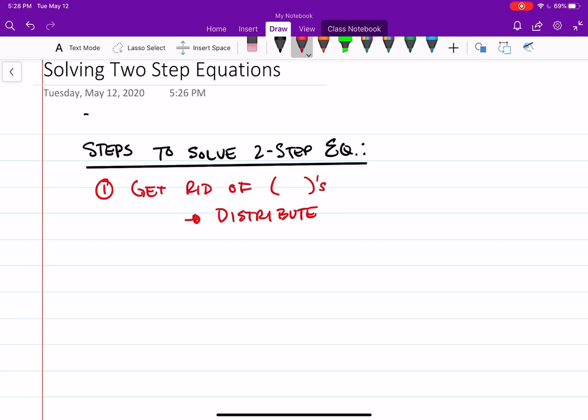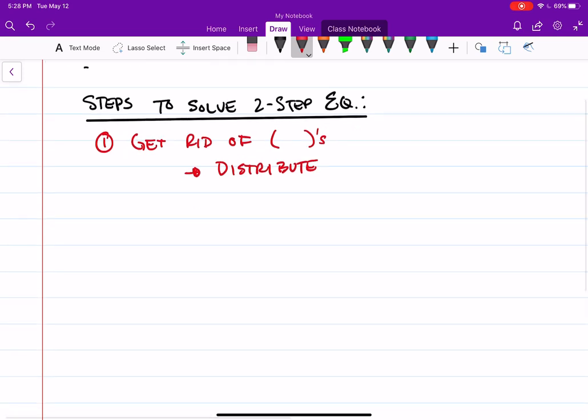It might be distributing a negative 1 in front of the parentheses. It might be distributing just a number in front of the parentheses. It could be distributing a variable in front of the parentheses, but chances are you may need to distribute, okay? Heck, you're going to come to points where you're going to have to do multiplying polynomials, all right? Those are things that are probably going to happen down the road.